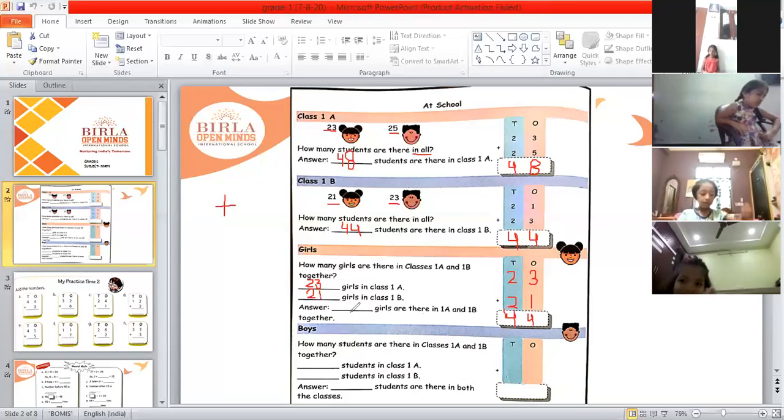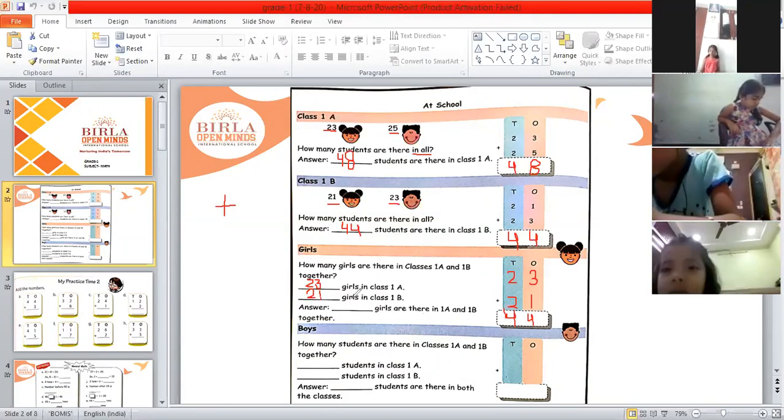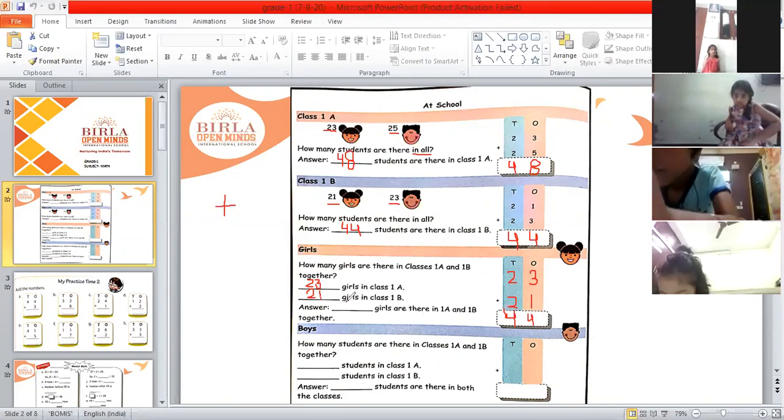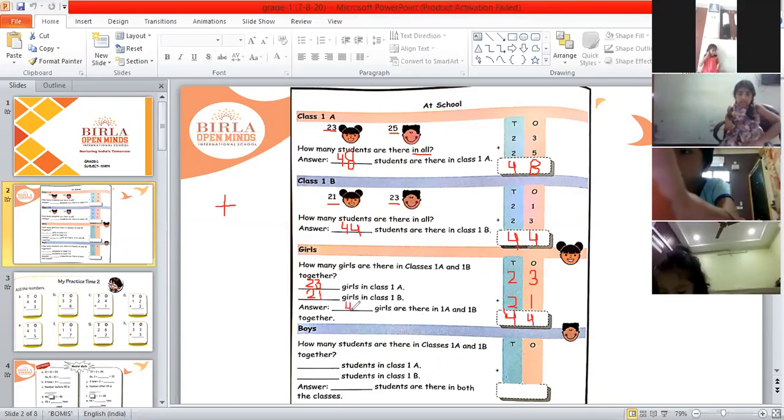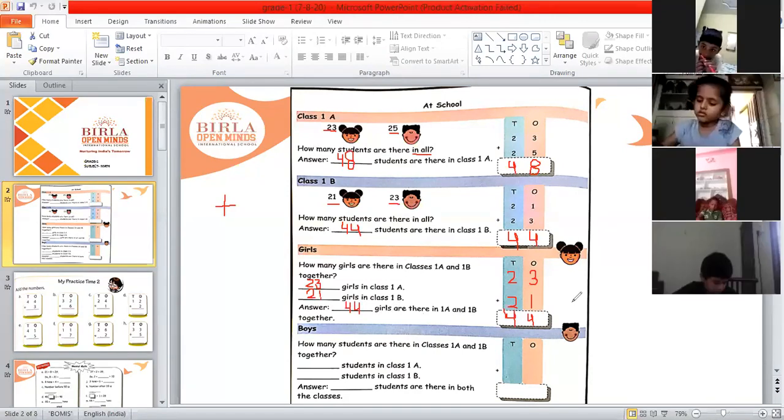Now they have asked you how many girls are there in first A and first B together. So what we got? Answer is 44, children. So in this blank space also we will write here 44. This means 44 girls are there in first A and first B together.